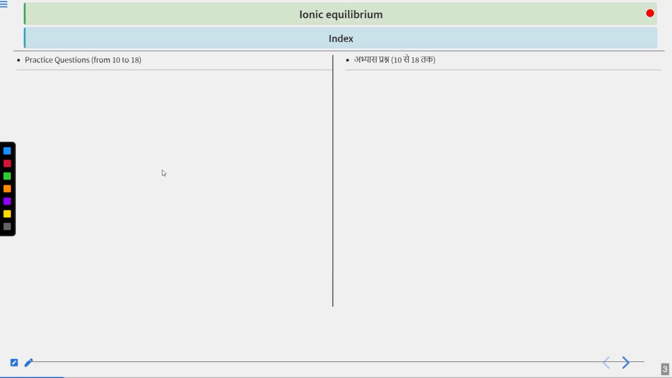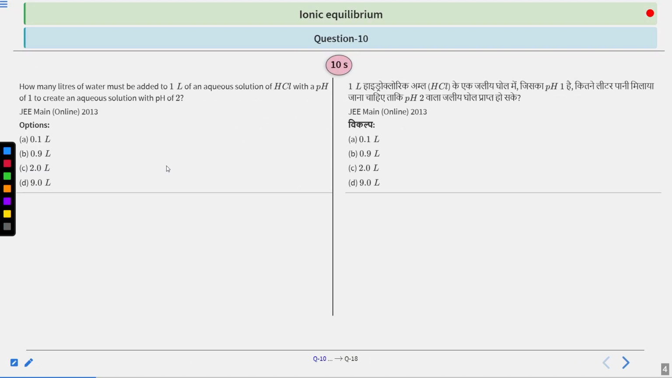So in this session, we will be practicing questions from 10 to 18. Question says that how many liters of water must be added to 1 liter of an aqueous solution of HCl with a pH of 1 to create an aqueous solution with a pH of 2. So your options are A 0.1 liter, B 0.9 liter, C 2.0 liter and D 9.0 liter. Your time to solve this question starts now.